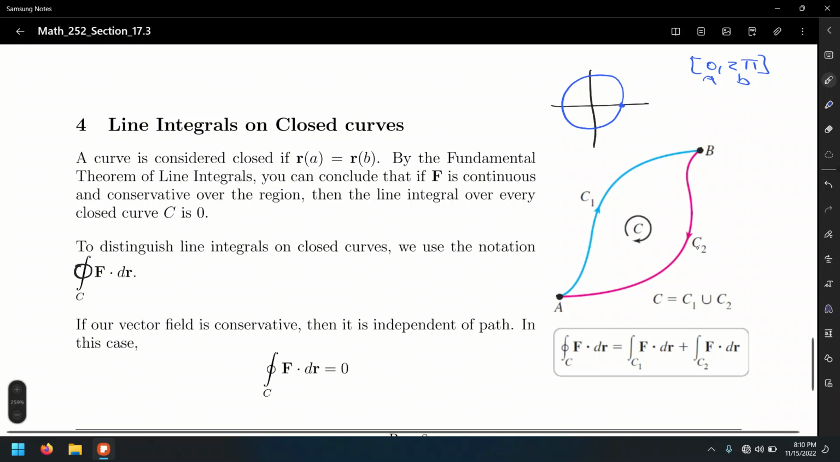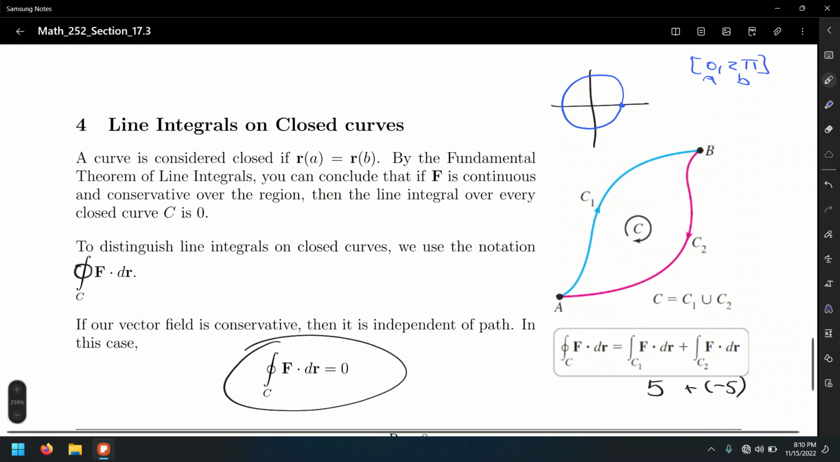However, if we go back in the opposite direction, the value of the integral will be the exact same value, but with the opposite sign because of the opposite direction. For example, if the integral over C1 is 5, the integral over C2 should be -5. And they are going to add up to 0.